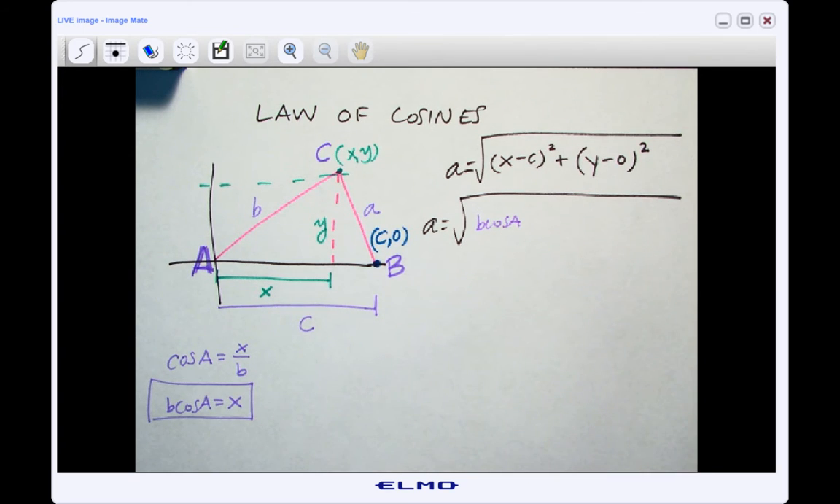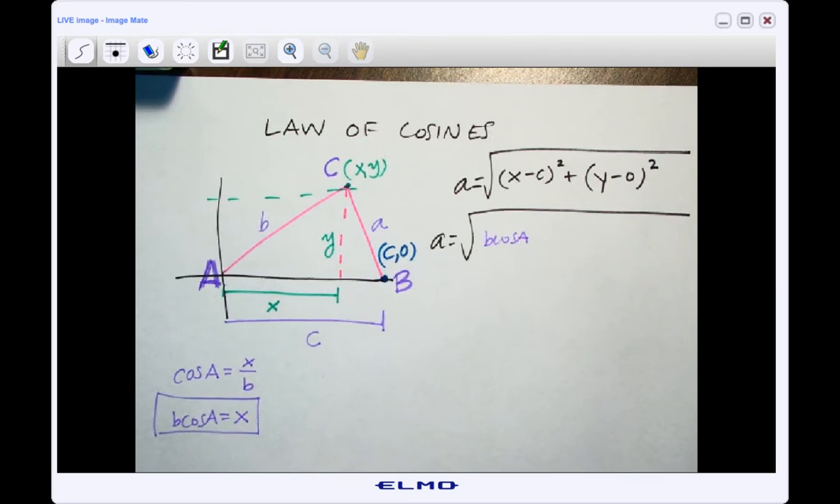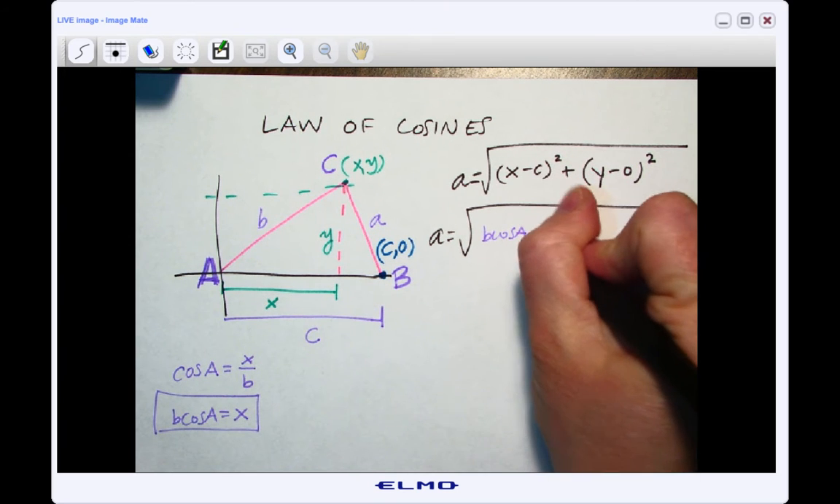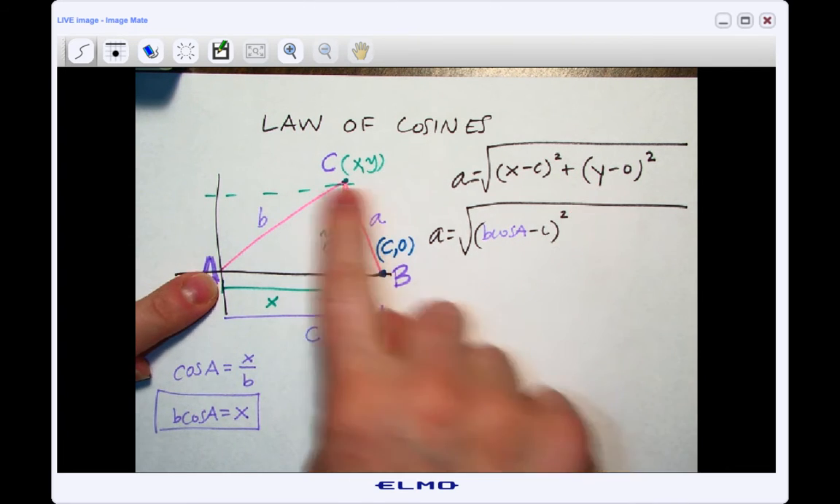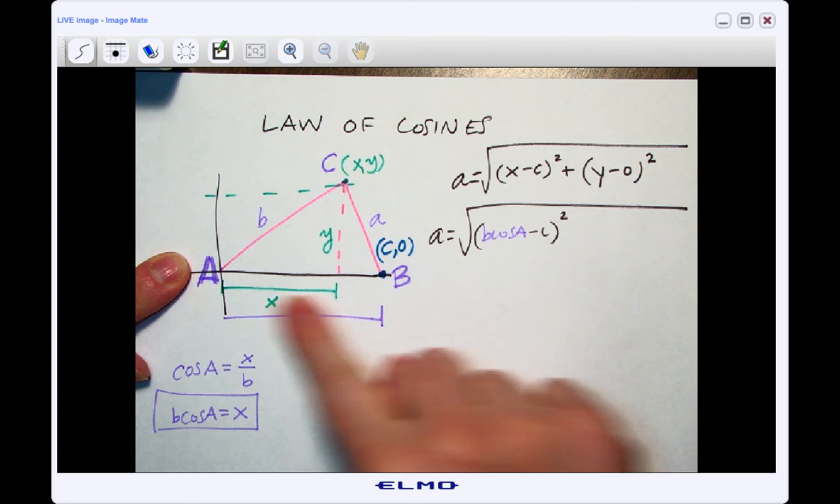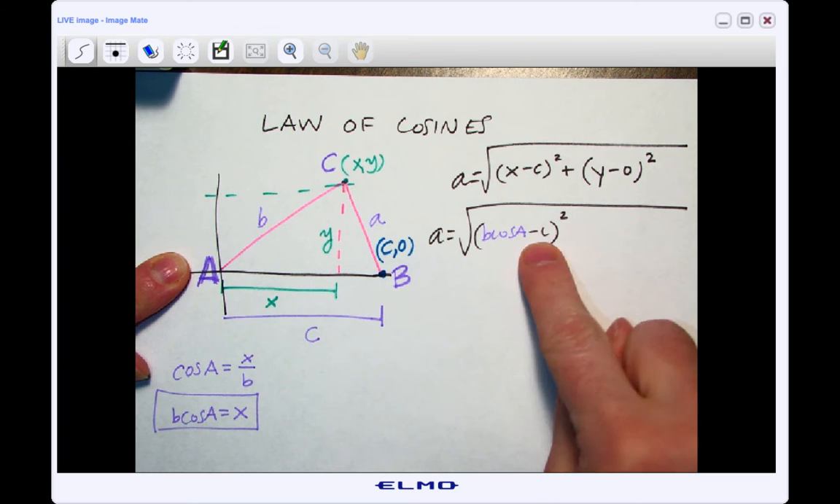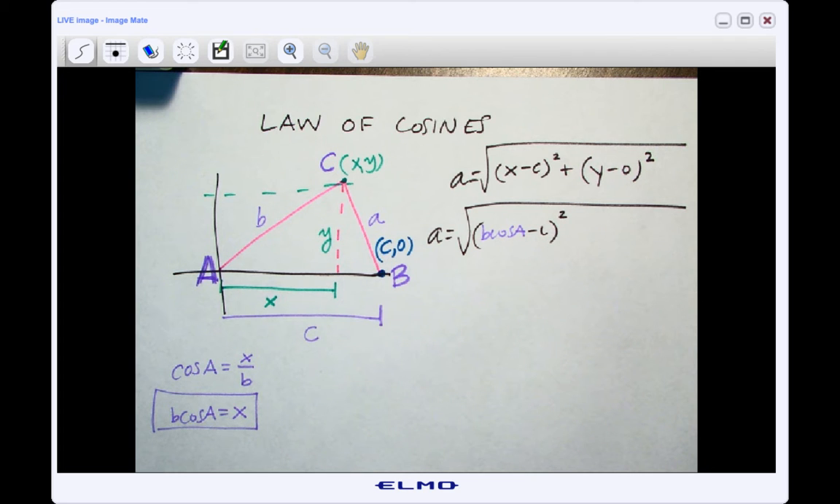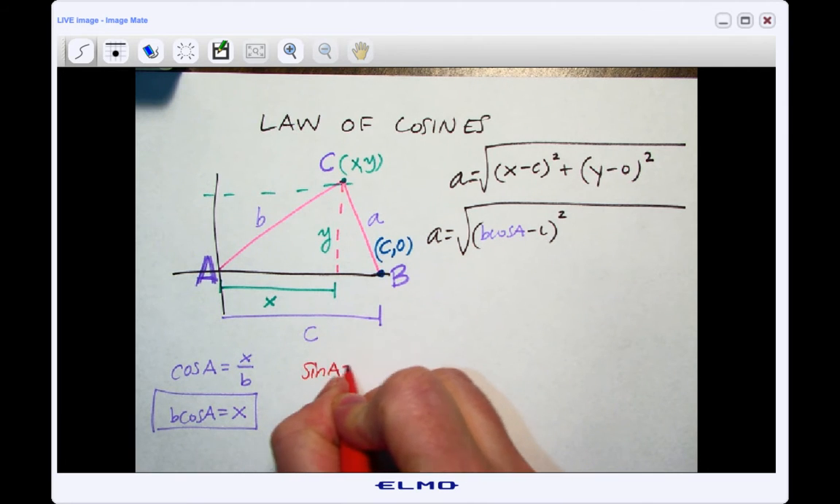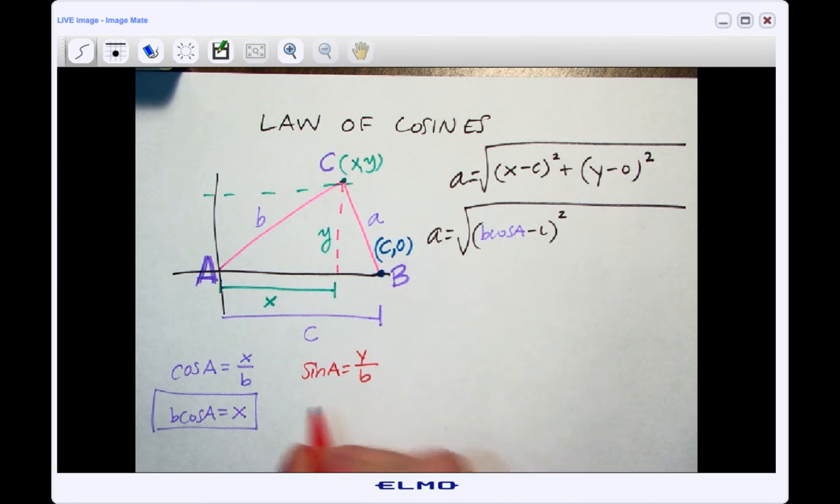That's great because that gets rid of an x, and it gets my cosine in there, just like I wanted, right? All right, so let's talk about the y also. I can't really talk about c because it's not in the triangle, so I can't get rid of the c, I'm just going to leave it as c. But the y is in the triangle, so I can change that to something related to trig. I could say that sine A is equal to y over b, or in other words, b sine A is equal to y.